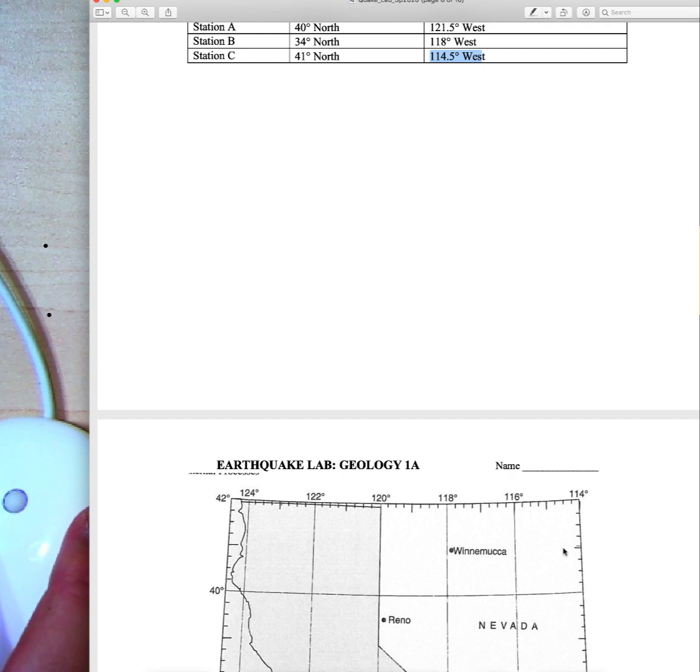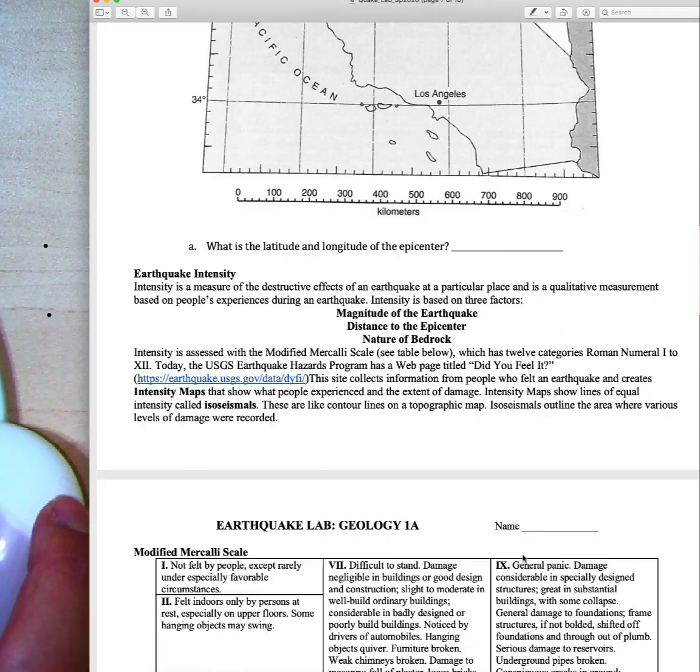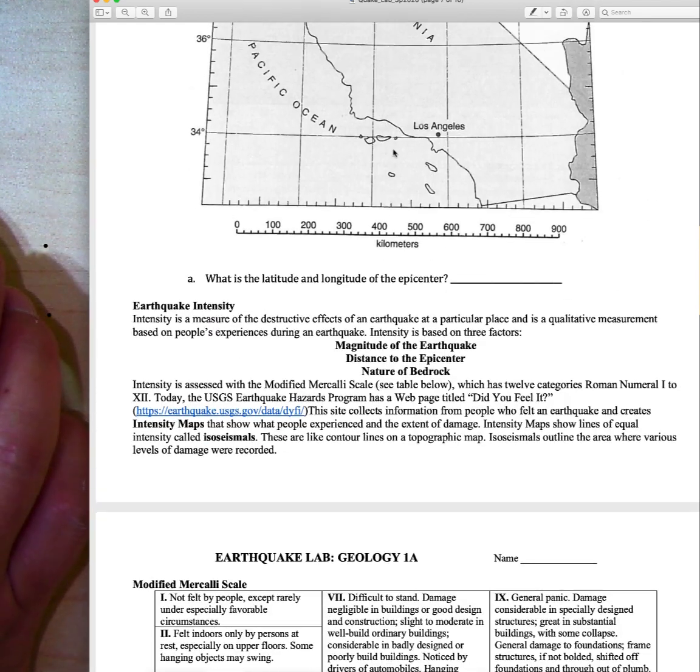So be careful when you plot those, because if you don't get the location right for the stations, then you will not get the epicenter correct. So be careful with that there. Then again, you'll locate the latitude and longitude of the epicenter based on where all 3 are coinciding.